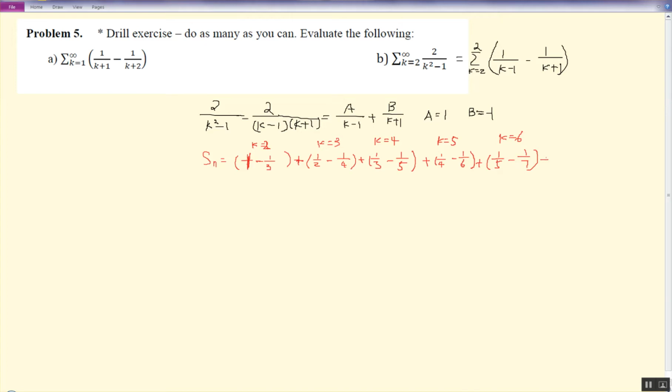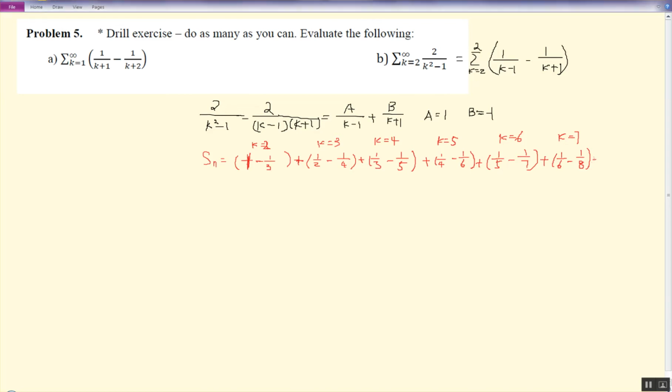If you still don't see the pattern, do it one more time. You should be able to see it, right? If you do it one more time, this is 1/6 and this is 1/8. Now which terms stay, which terms are gone? These two terms stay. Except these two terms, all the other terms are gone. So hopefully you see the pattern clearly enough.